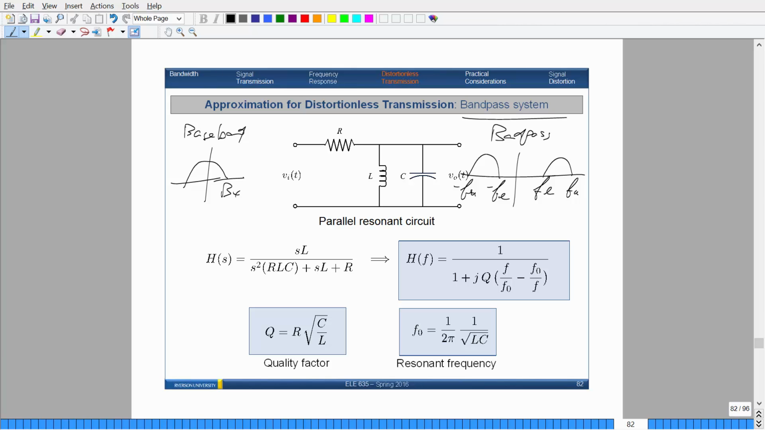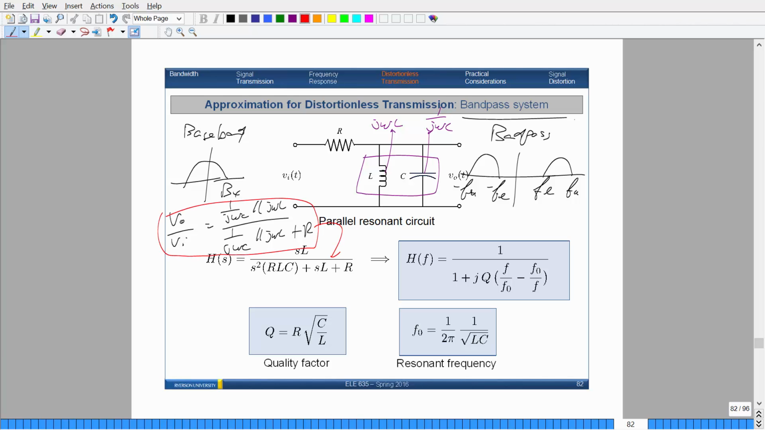So we're looking at a bandpass signal. I won't bore you with the details here, but if you wanted to solve for this, you'd have to find the parallel impedance. This here would be j omega L, and this here would be 1 over j omega C. If you wanted to figure out what the voltage would be at this point, VO over VI is equal to 1 over j omega C in parallel with j omega L, divided by that plus R, and then you'd solve for that. If you simplify that, you get this, which is in terms of s.